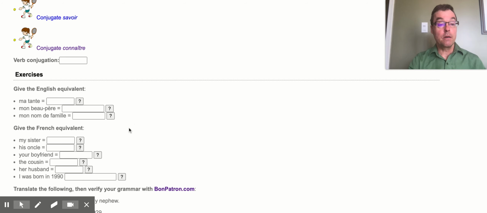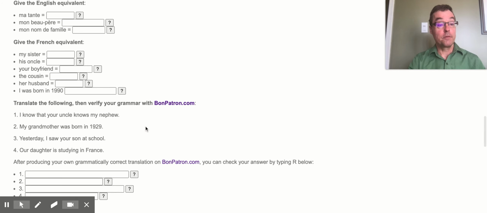Some exercises here, and then some translations. This is where you need to put the words together you've learned into a sentence, check it with BonPatron's grammar checker to make sure that you have the grammar correct as well.